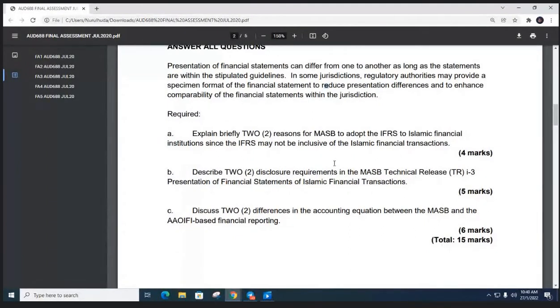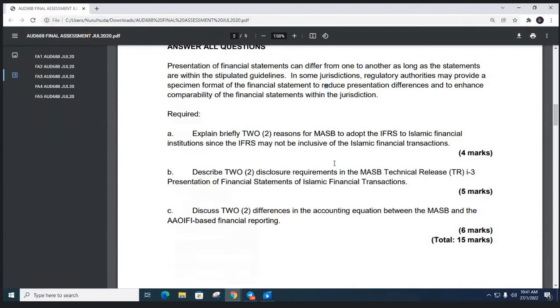explain briefly two reasons for MASB to adopt IFRS to Islamic financial institution, since the IFRS may not be inclusive of the Islamic financial transaction. Ini soalan yang selalu ditanya lah. And I hope you know the answer. You can refer to the statement issued by MASB. Dalam statement tu, dia dah inform why MASB, I tak ingat lah, I tak boleh nak recall ya.